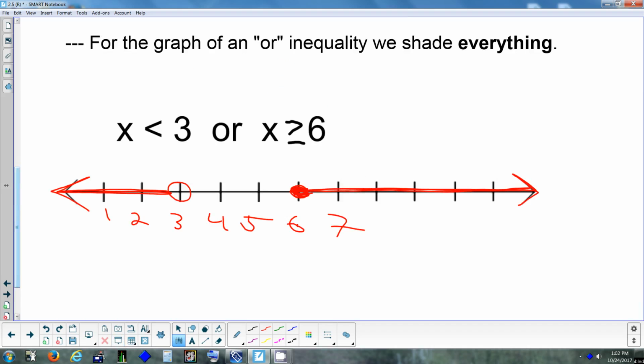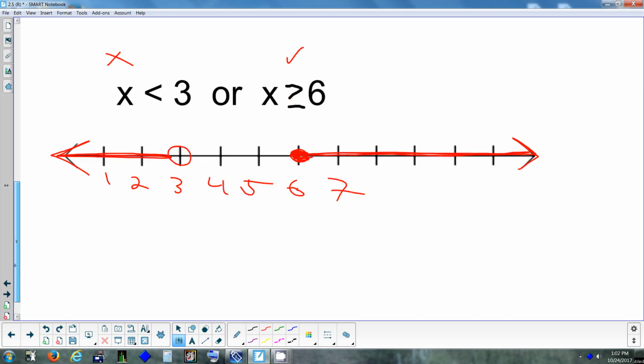So with an or, it can be one or the other or both, as long as you pick a number that fits in at least one of these. Let's pick 9. Is 9 less than 3? No, 9 isn't less than 3, so it didn't work there. But is 9 greater than or equal to 6? Yeah, 9 is a bigger number than 6, so it worked in one of them. That's all you need.